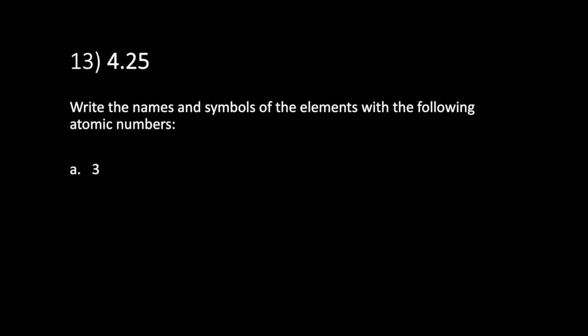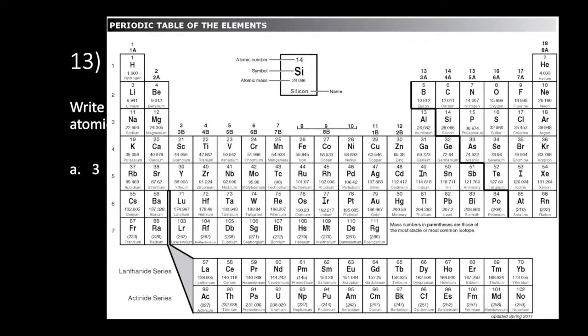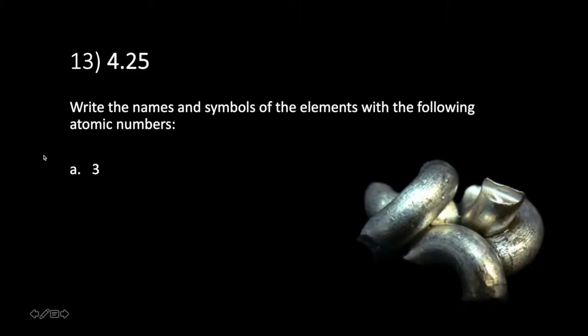So for A, if the atomic number is 3, there are 3 protons in the nucleus. We're going to look at the periodic table and look for the element that has 3 as the number on the top of the box, and that's lithium. So here, what you would write for this one would be Li, that's the symbol, and then lithium, the full name, you'd want to write down as the name. And lithium looks a little bit like that.